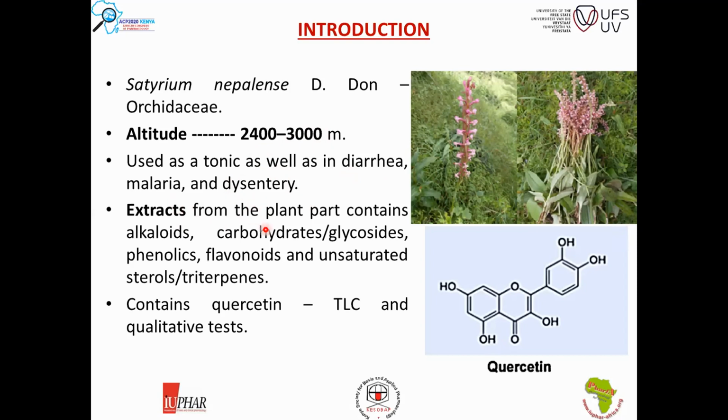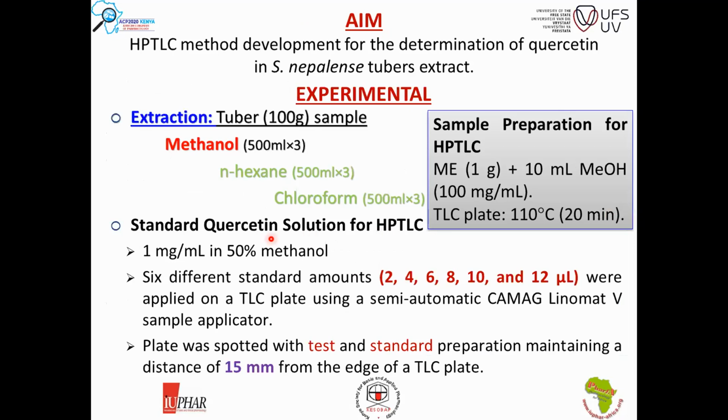The plant is used by local inhabitants of Uttarakhand, India as traditional medicine against different types of minor illness. It is also consumed as a tonic as well as in diarrhea, malaria, and dysentery. The extract from the plant's part shows a number of secondary metabolites such as alkaloids, carbohydrates, and flavonoids, etc.